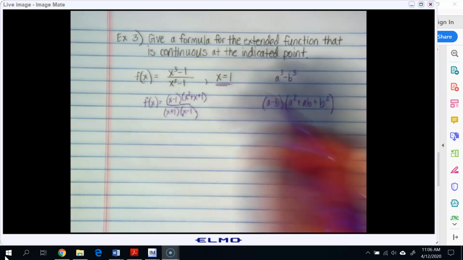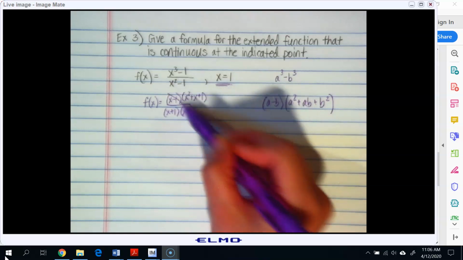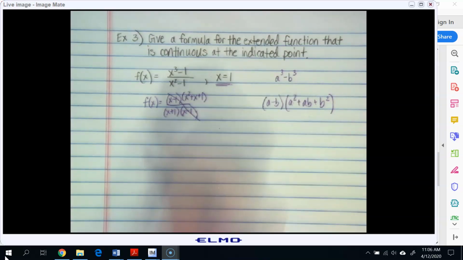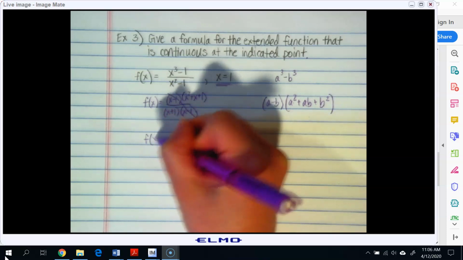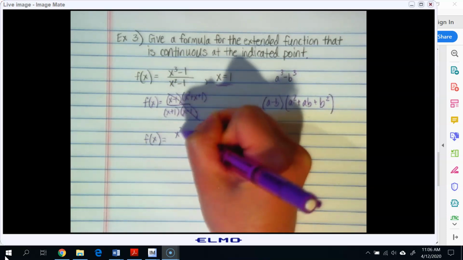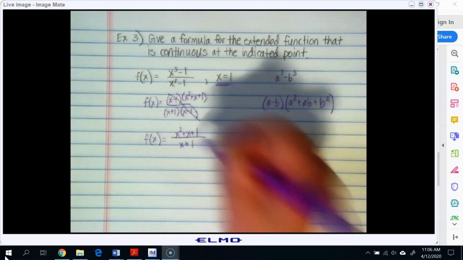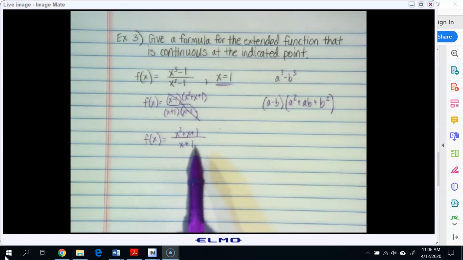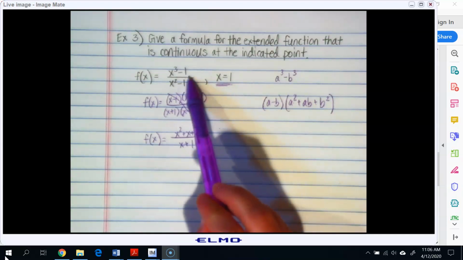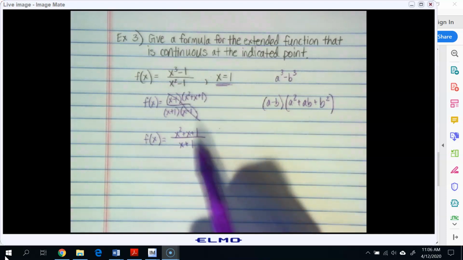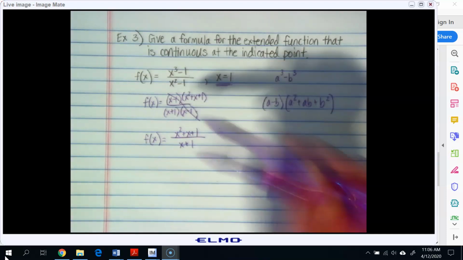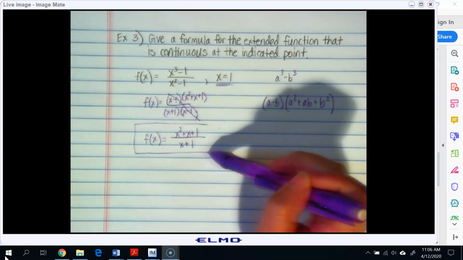All right, so now in this function, both x minus 1s show there's a hole there, so I'm going to simplify. The function that I end up with, which would be x squared plus x plus 1 divided by x plus 1, we can double check on our calculators, but this function should be the exact same graph as the original function, but it is actually defined at x equals 1. So this would be my extended function.